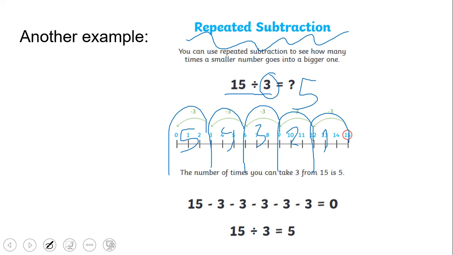Okay? Or it will look like this. So 15 minus 3 minus 3 minus 3 minus 3 minus 3 equals 0. And then we have 1, 2, 3, 4, 5. So it takes 5 taking away of 3's to get to 0.